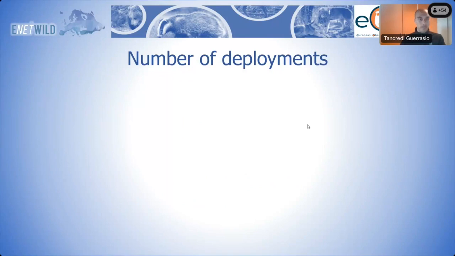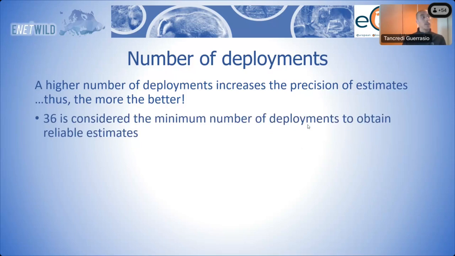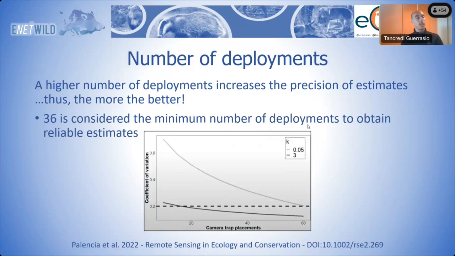So how many deployments? Because of course, to create the grid of points, you must first know how many camera points you want for your study site. As a general rule, the more the better, because a higher number of deployments is going to ensure a higher precision of the estimates. Of course, not everyone has an unlimited number of cameras available, so 36 was set as the minimum number of deployments to obtain reliable estimates.